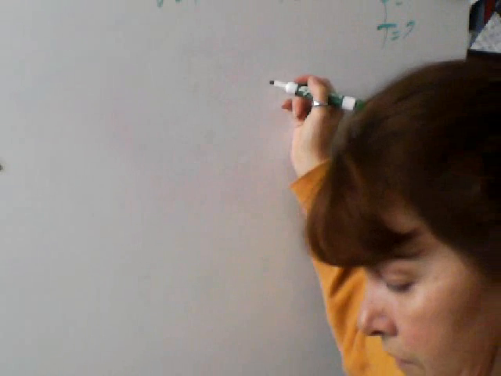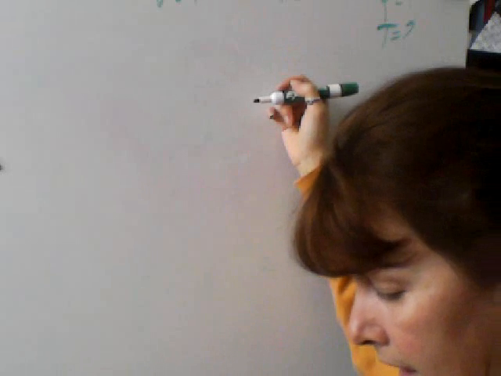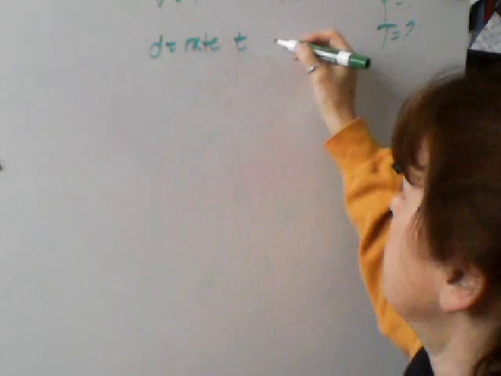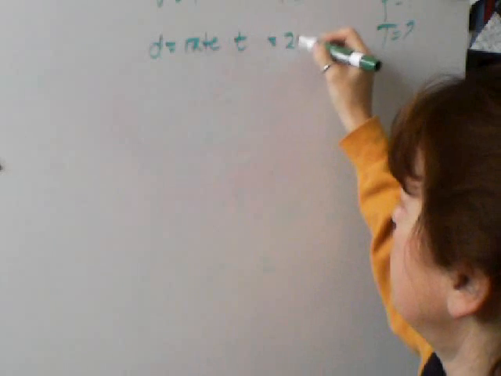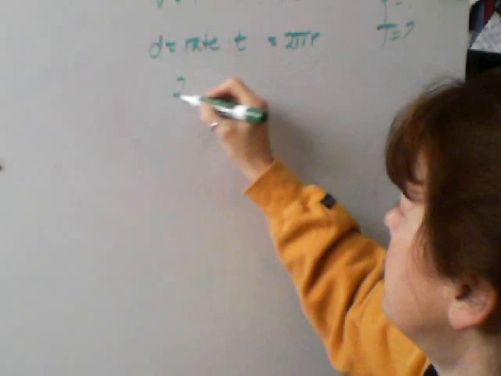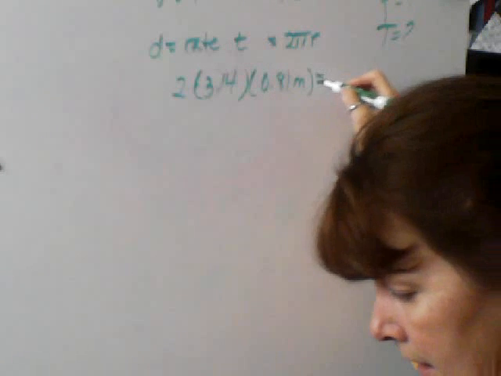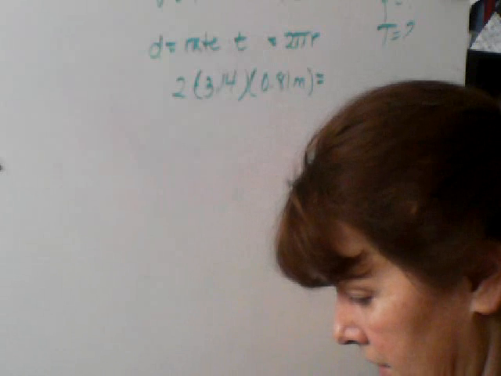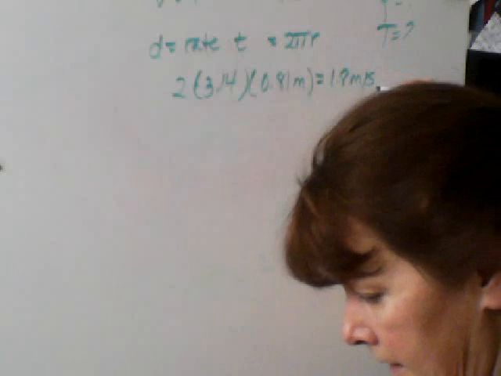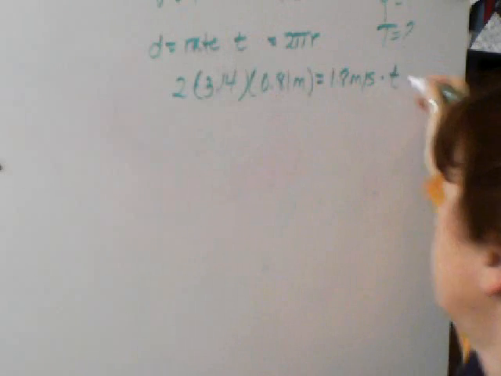So we know that we have the velocity, we have the radius, we want to know its rate, and we need to know the circumference. And so we can remember that distance equals rate times time, and distance also equals the circumference, which is 2 pi r. So we can set those two things equal to each other. We know that 2 pi r is going to be 3.14 times the radius, 0.81 meters, and that will be equal to the velocity times time. Rate times time, velocity is rate, and we don't know the time. So that's what we're trying to solve for.